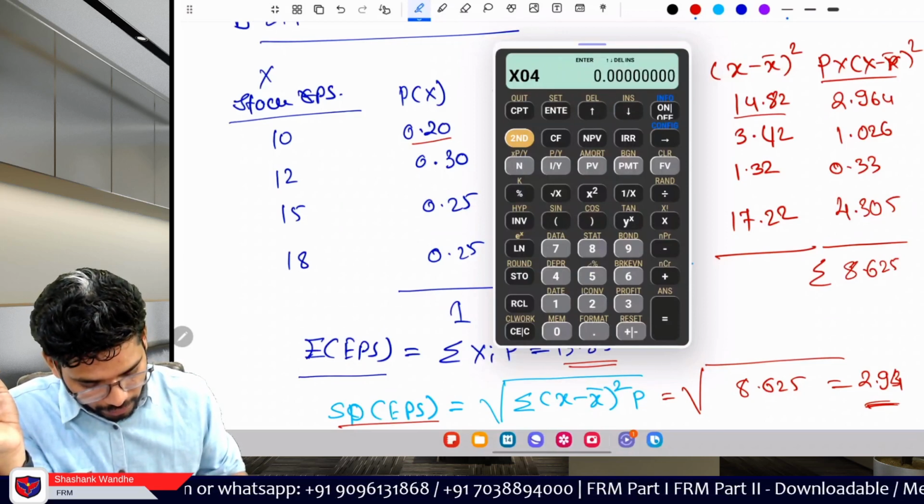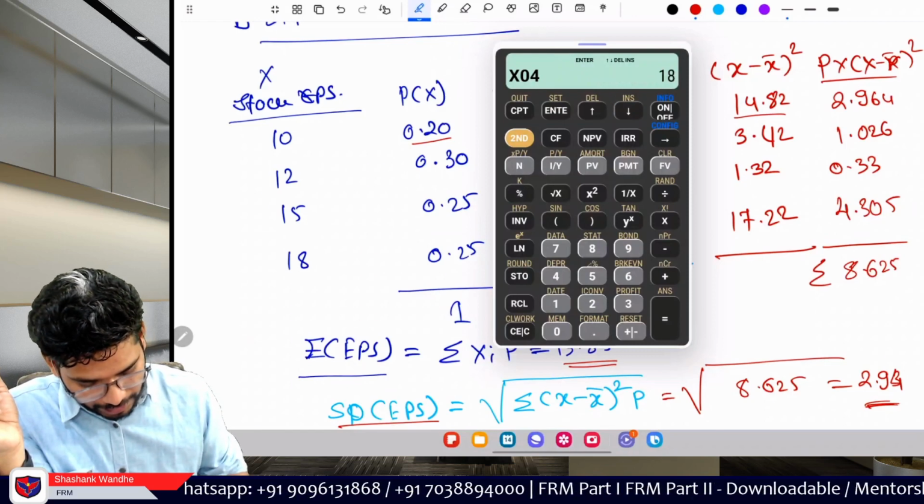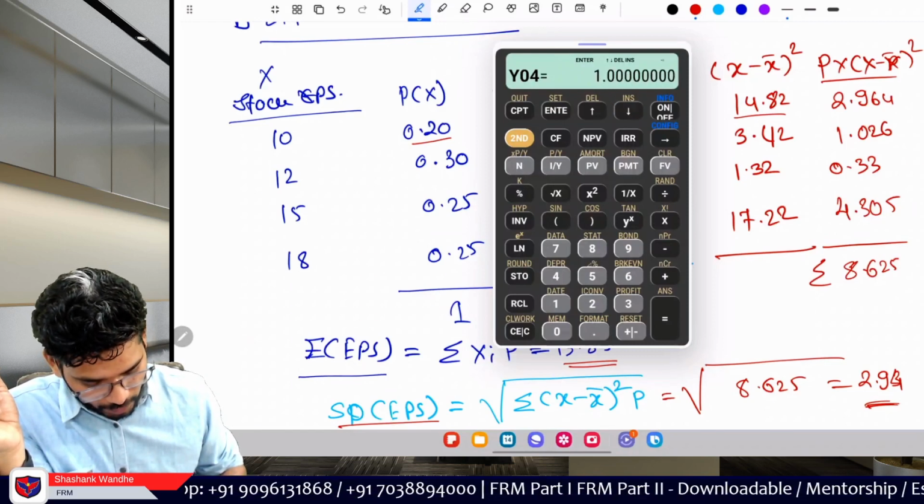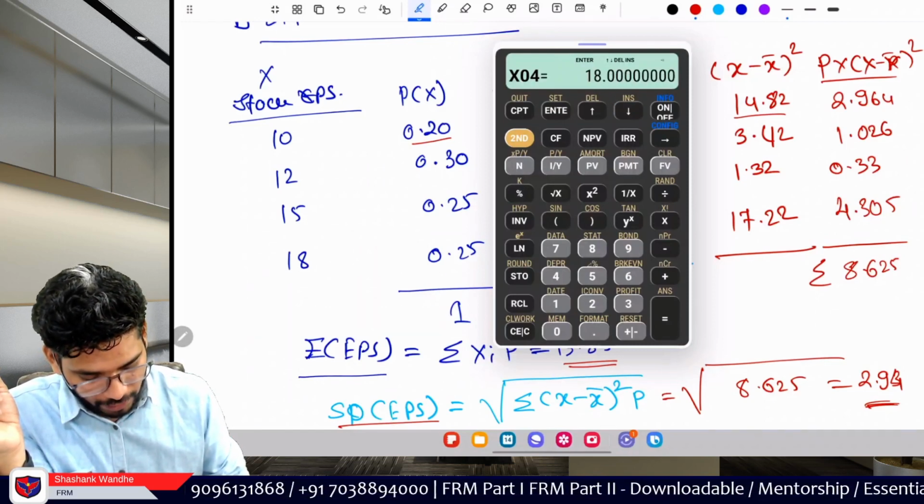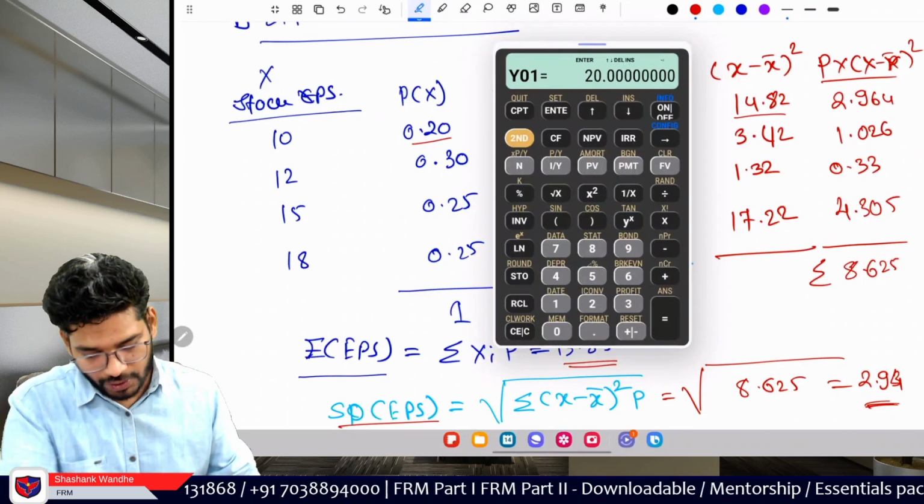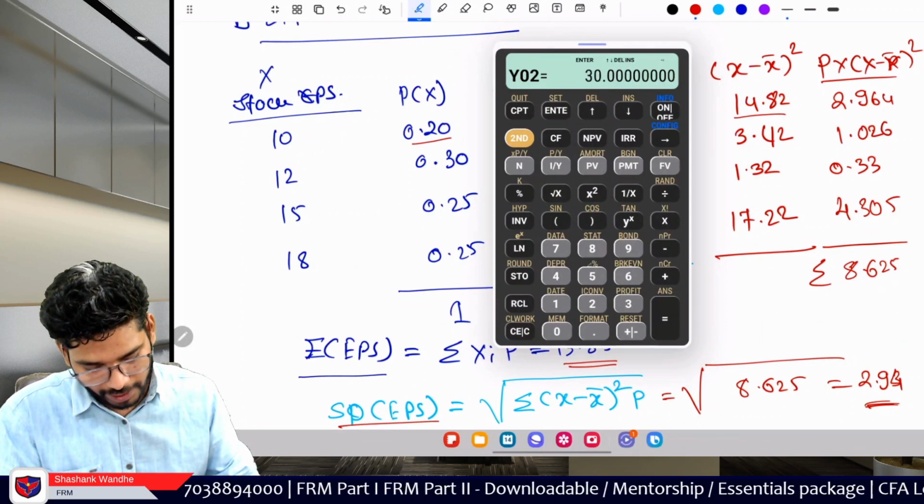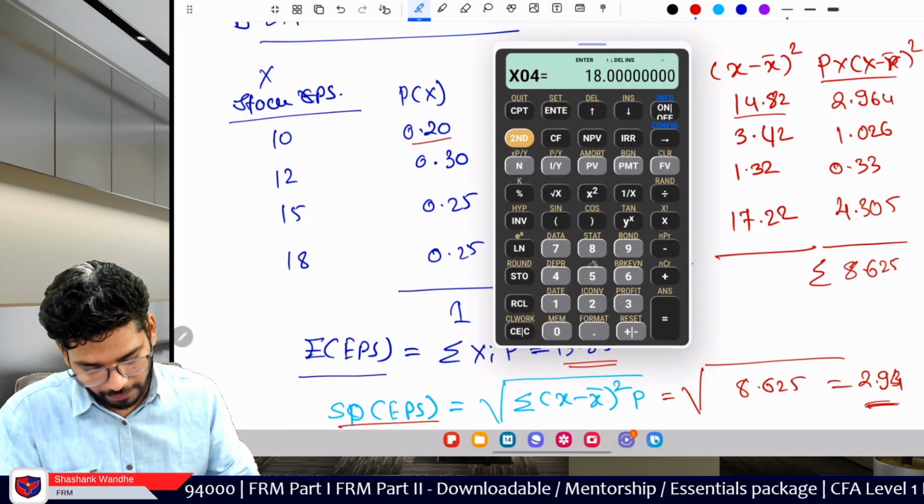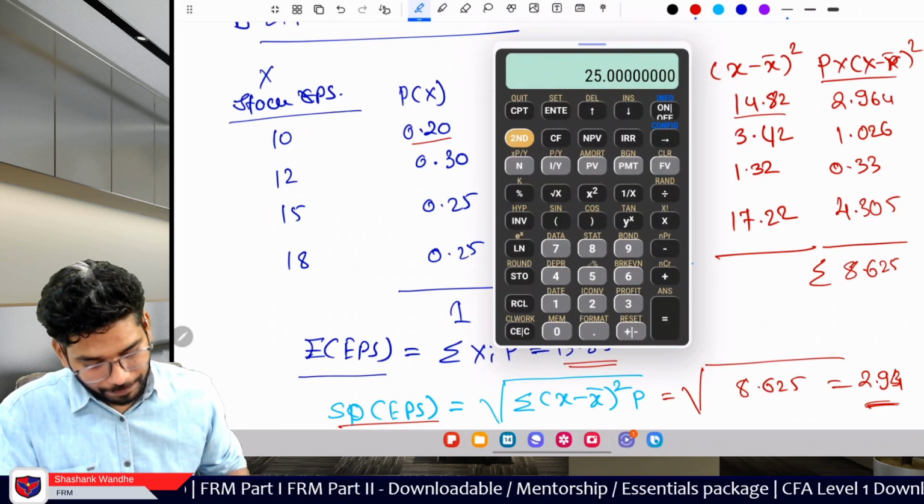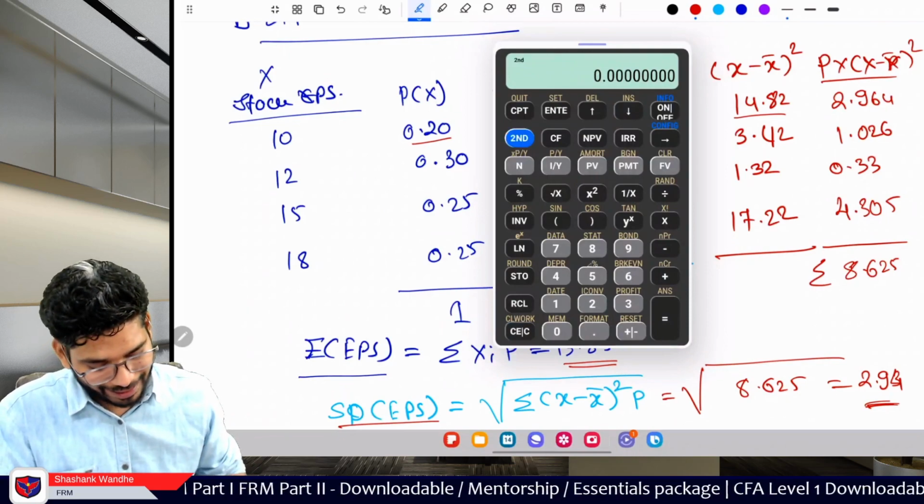25, enter, down. Then 18, enter, down. And then 25, enter. Okay, now we'll just verify our values. So it is 10 probability 20, 12 probability 30, 15 probability 25, 18 probability 25. Correct. Now here you have to press second stat.